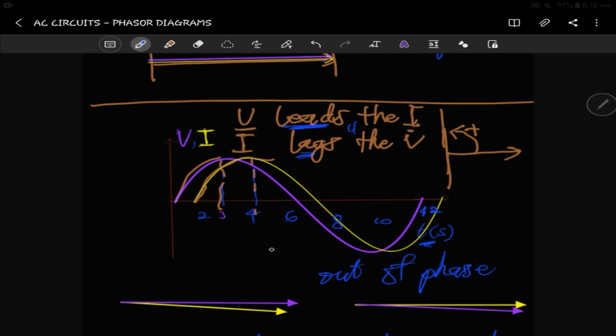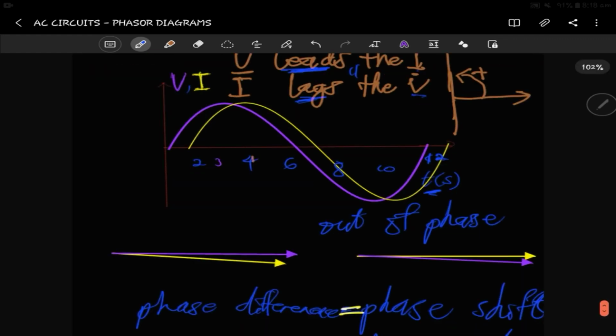So this same waveform, this same graph, can be described in the same way, and we could see the voltage leading the current. The voltage leading the current is the same as the current lagging the voltage. Okay, now let's move on.